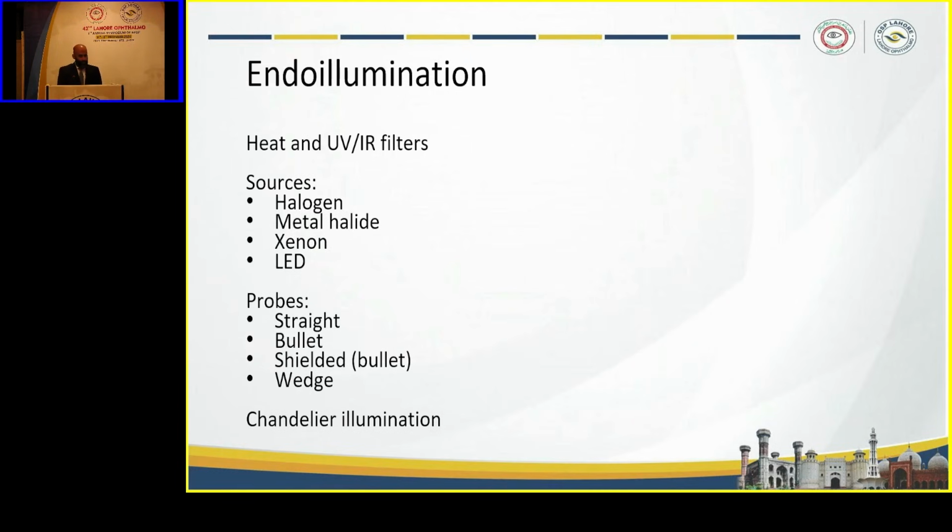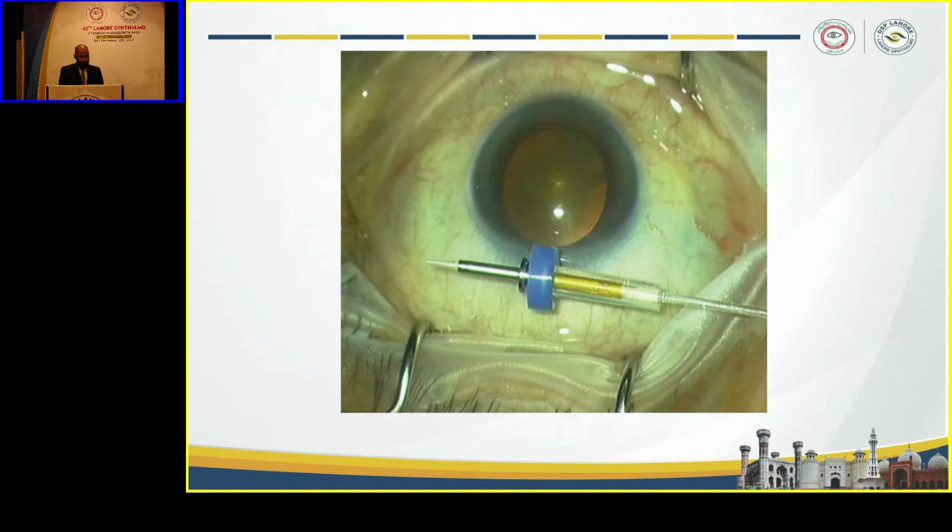Chandelier illumination is of particular importance with diabetic vitrectomies. It allows the surgeon to have bimanual surgery, and it provides diffuse illumination, which causes less phototoxicity to the retina because there is a greater distance between the retina and the chandelier light. This is a picture of a chandelier illumination probe.